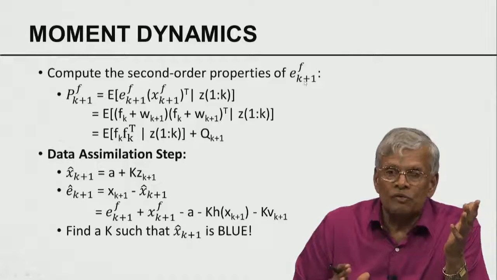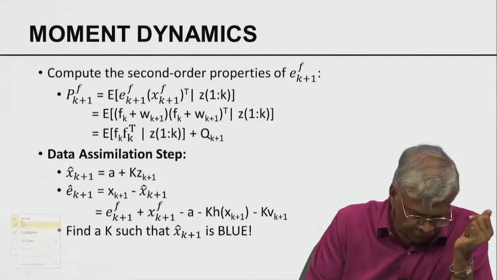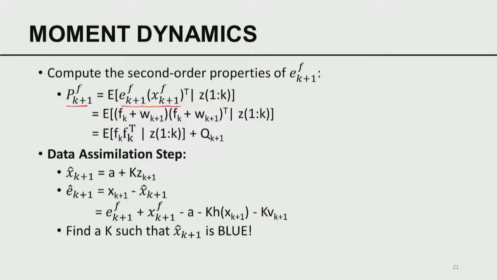Second order properties relate to the covariance structure. So the covariance structure p k plus 1 is equal to the expected value of e k plus 1 f times e k plus 1 f transpose given z 1 to k. That is the expression. E k plus 1 is f of k plus w k plus 1, times f of k plus w k plus 1 transpose. If you multiply both of them, f of k and w k plus 1 are uncorrelated because f of k depends only on up to time k, while w k plus 1 is what happens after time k. So this reduces to this equation.